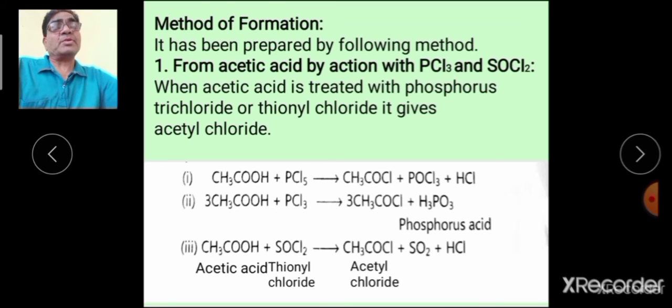Methods of formation. The first method, from acetic acid by the action of phosphorus trichloride or pentachloride and thionyl chloride. The first reaction of acetic acid with phosphorus pentachloride gives acetyl chloride, and with phosphorus trichloride again gives acetyl chloride. And with thionyl chloride, acetic acid gives acetyl chloride.